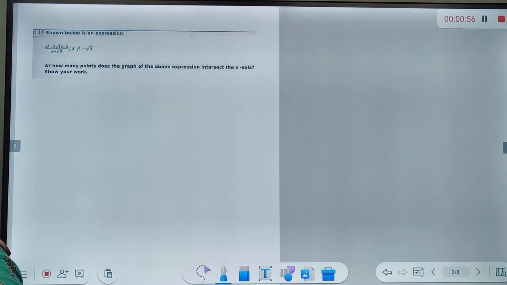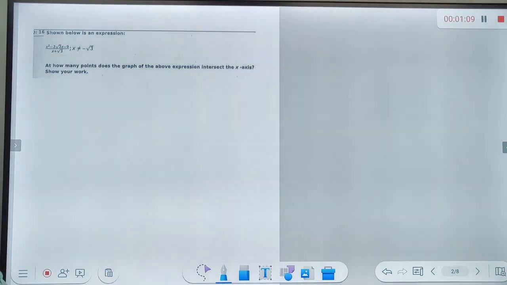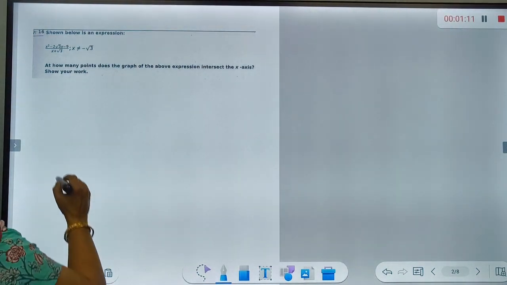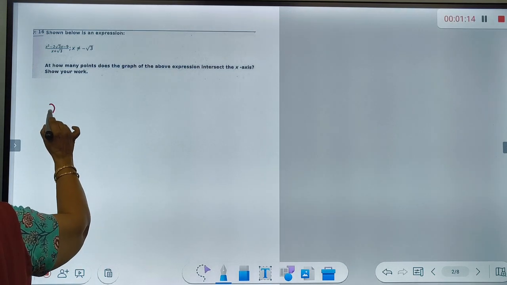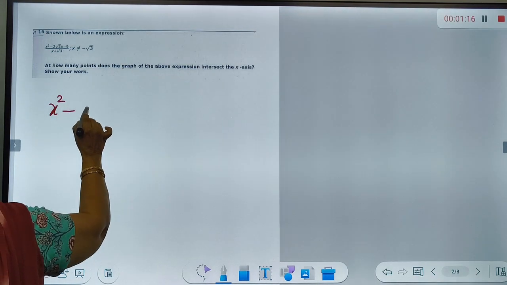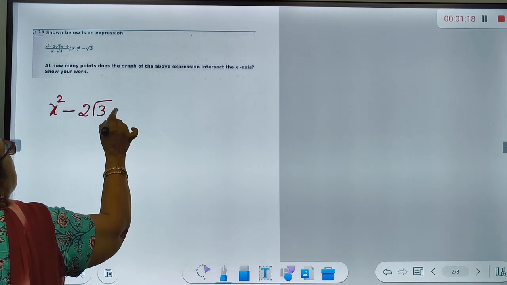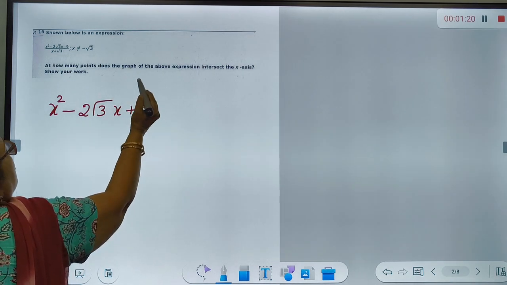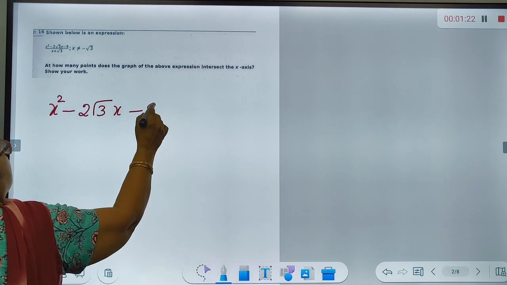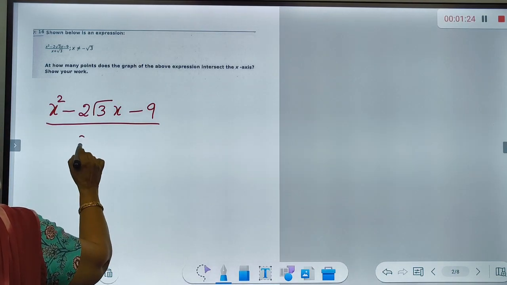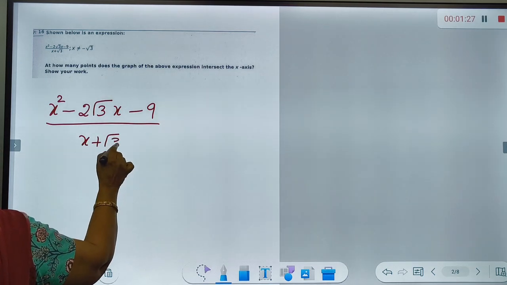Now look at this problem. You are given two polynomials, a quotient of two polynomials. The question is, at how many points does the graph of the above expression intersect the x-axis? So the numerator is x square minus 2 root 3 x plus 9, minus 9, divided by x plus root 3.